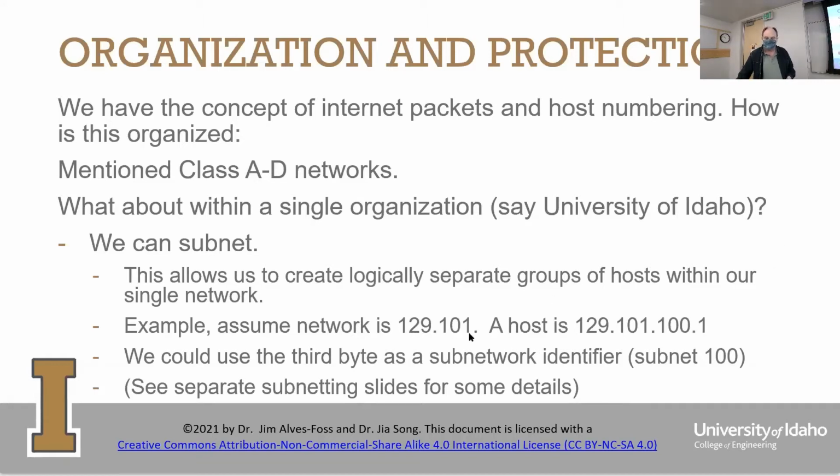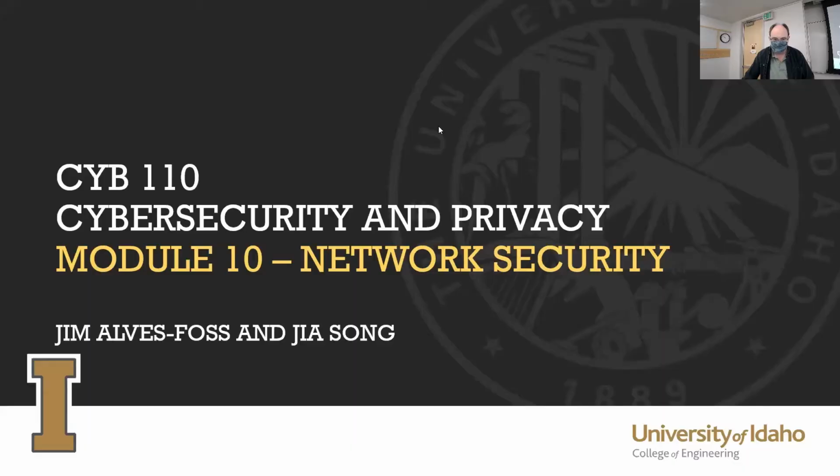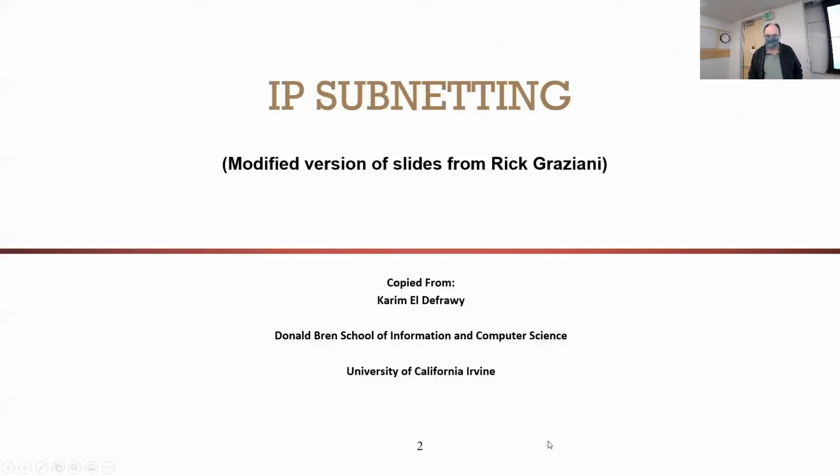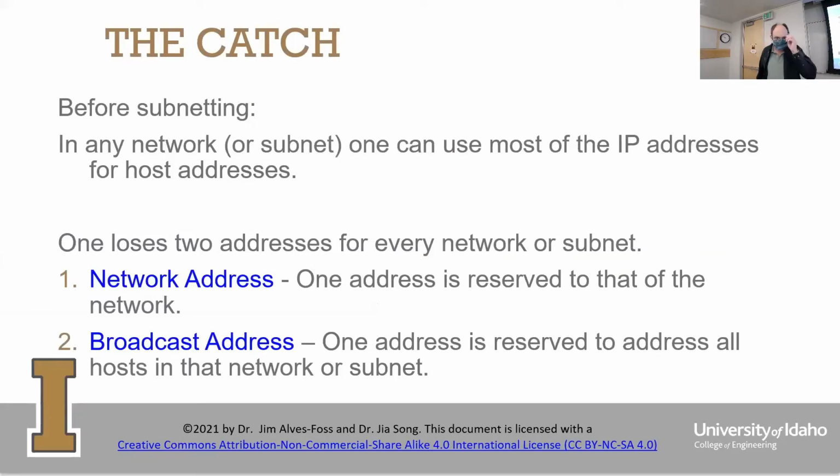For example, with 129.101, a host would be 129.101.100.1 as an example. We could use this third byte as a subnetwork identifier. This is subnet 100. And then we could have 256 different numbers here, 0 to 255, to deal with hosts. How does that actually work? I'm going to step aside here to this other set of slides. I'll have to change my share. These are borrowed from different people. Credit goes to who did them.